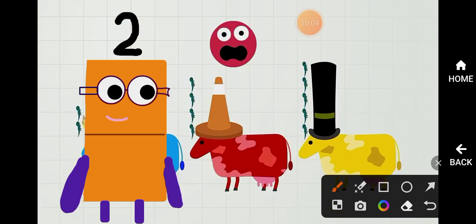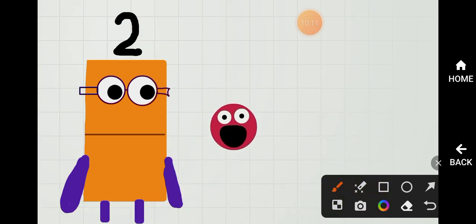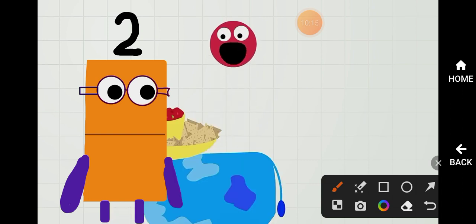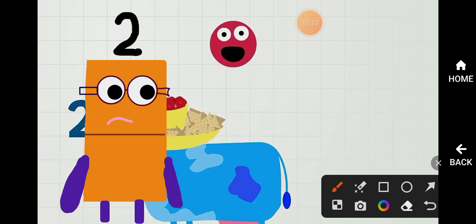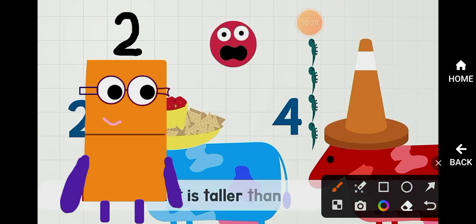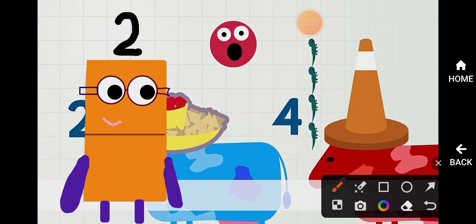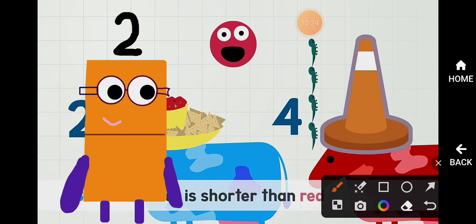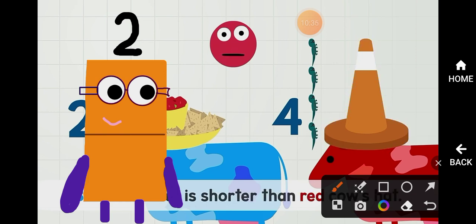Now, let's compare hats. But first, snack time. Okay, that's enough. So, blue cow's hat is 2 salamanders high. And red cow's hat is 4 salamanders high. 4 is a larger number than 2. So that means that red cow's hat is taller than blue cow's hat. And the opposite is also true. Blue cow's hat is shorter than red cow's hat.